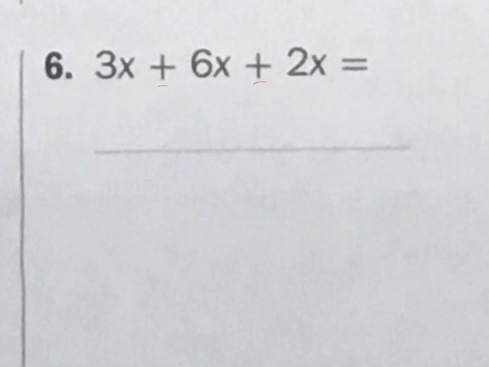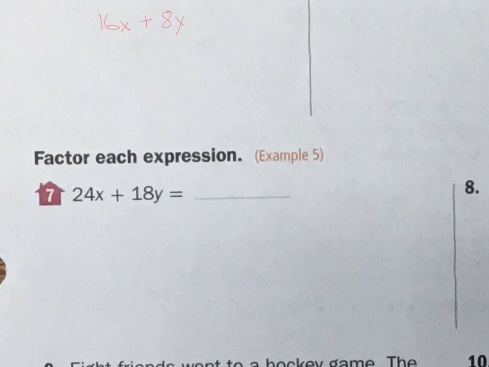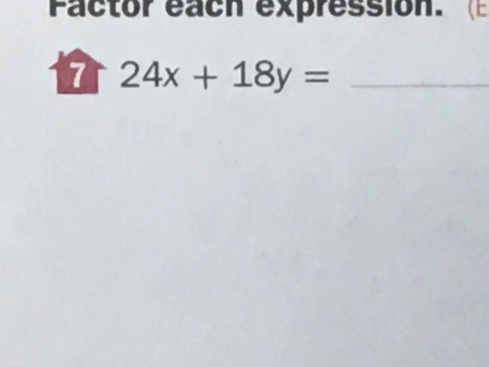I got some adding here. Let's look at the terms. 3x, 6x, 2x. Oh, they're all x's. So I can add them all together. 3 plus 6 is 9, plus 2 more is 11 x's. That was nice and easy. Let's go here. Ooh, factoring each expression.